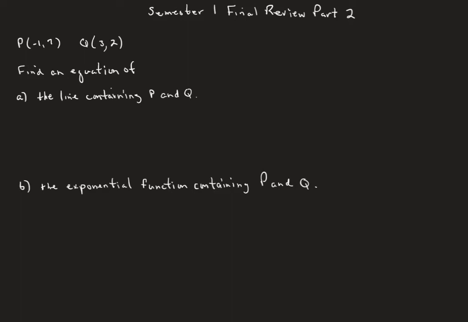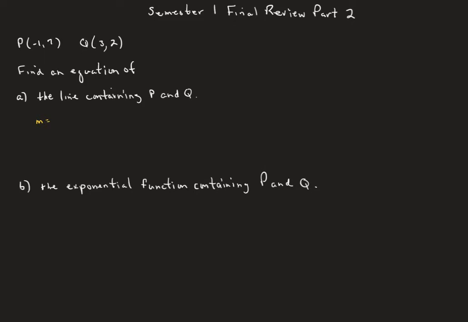We're going to work some more problems in preparation for the semester 1 final review for AP Prep. So on the first one, we are given 2 points, (-1, 7) and (3, 2). First, let's find the equation of the line containing those two. To find an equation of a line, we need a point and a slope. We've got a couple of points.